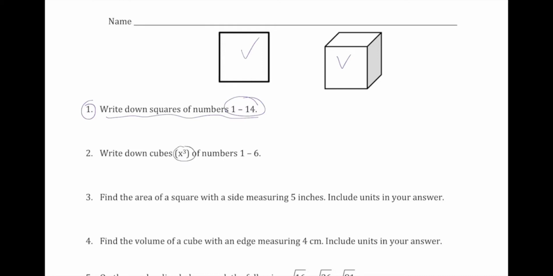Cubes is something cubed. So for example, 1 cubed is 1 times 1 times 1 equals 1. 2 cubed is 4 times 2, which is 8. 3 cubed is 27. 4 cubed is 64 because it's 16 times 4. 5 cubed is 25 times 5, 125.